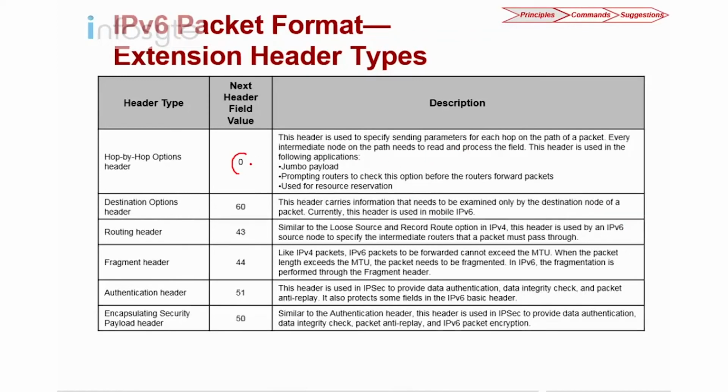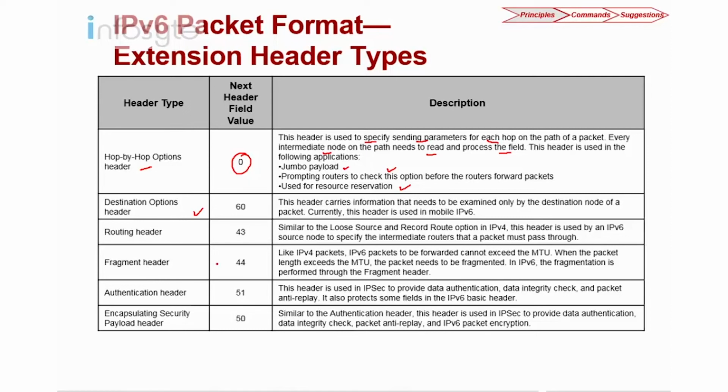If the extension header is 0, that is referring to the hop-by-hop options header. What is this for? This header is used to specify sending parameters for each hop of the path of the packet. Every intermediate node of the path needs to read and process this field. This header is used for such things as jumbo payload, prompting the router to check this option before the router forwards, or for resource reservation. So that will be extension header value number 0.